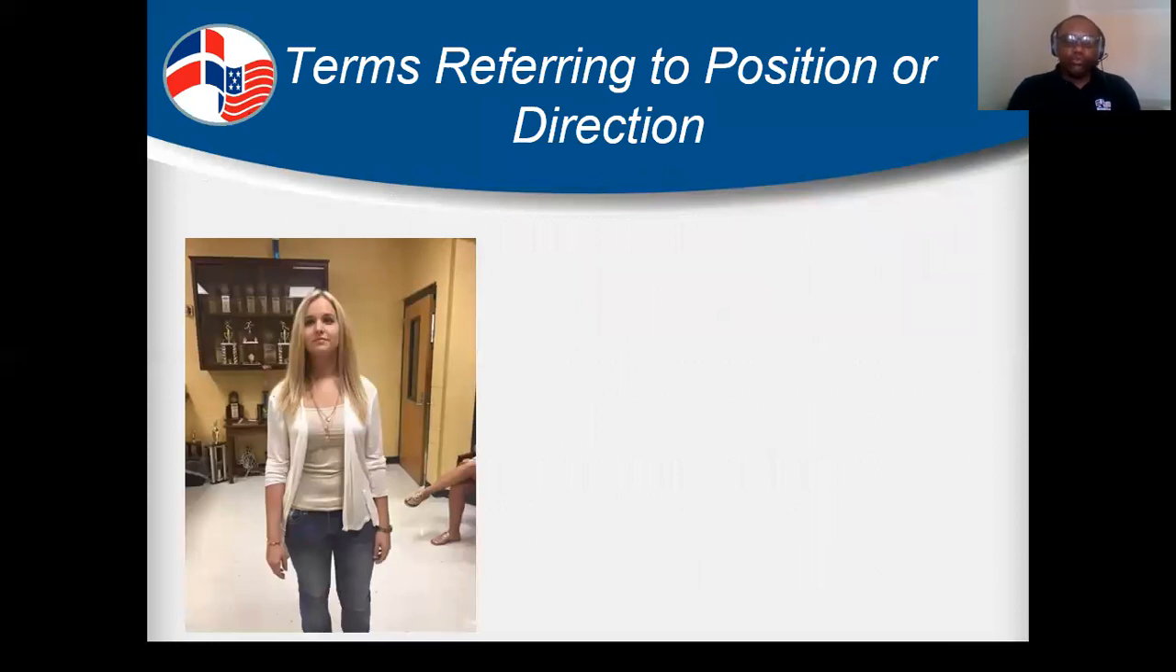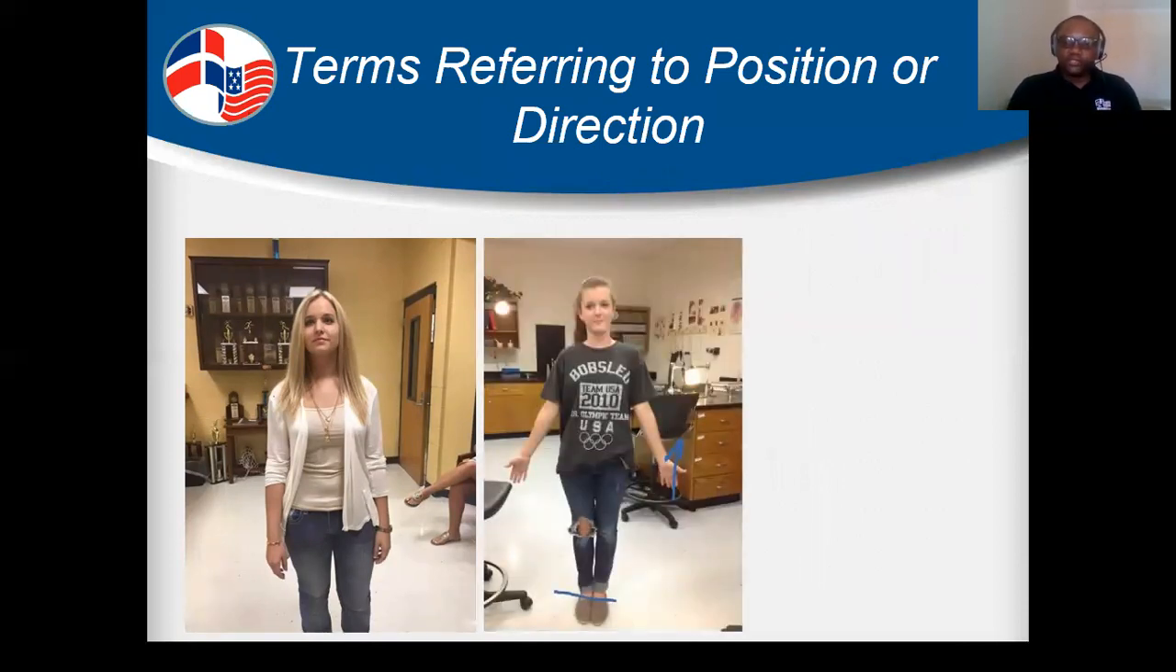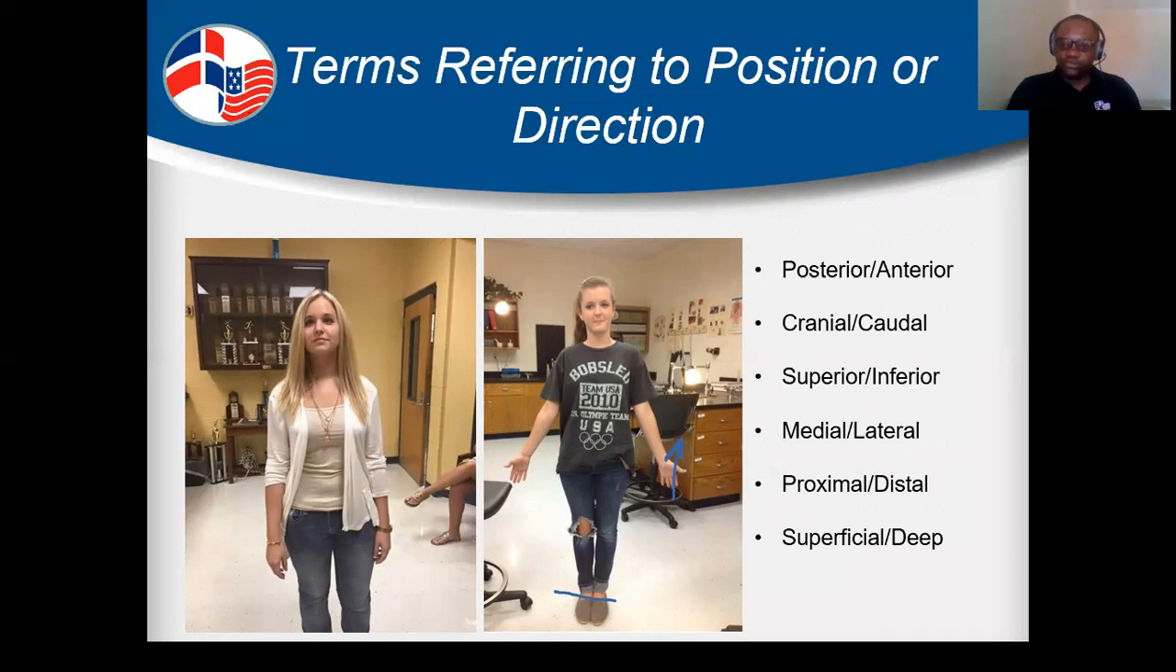Now, when we're talking about position, this is how we locate body parts. This is how the person has to stand, so we can locate body parts and learn about the position and the direction. We have specific terms to talk about position and direction of the human body. For example, here we have posterior, anterior, cranial, caudal, superior, inferior, medial, lateral, proximal, distal, superficial, and deep. We use those terms to refer to the position, the direction of the organ in the body.